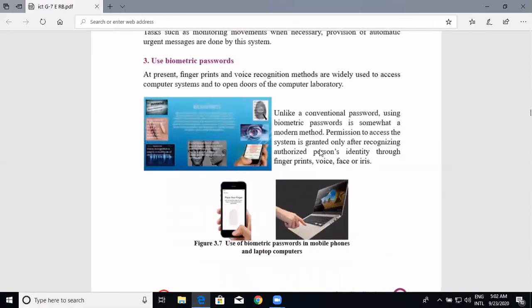So biometric means, earlier the conventional way was using your password, or you could have an access card to give the access, right? But a biometric password is some kind of modern thing, where you give the permission to access something based on a person's identity, like a human, for example, a fingerprint, or recognition based on the voice, the face, or the iris. That means in the eye, it's very unique, like the fingerprint.